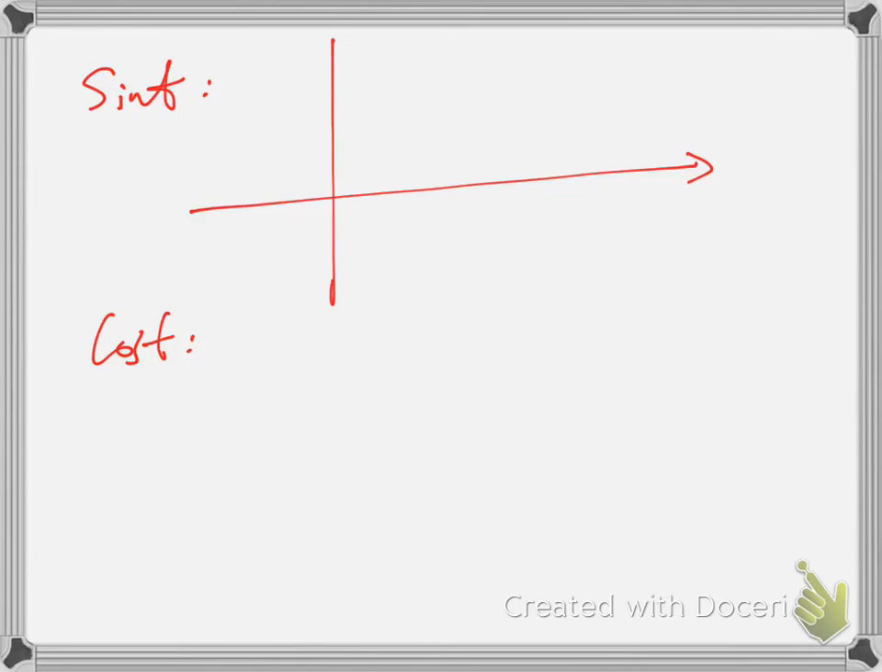Okay, so now let's put these two graphs together, sine t and cosine t. So what is sine t from 0 to 2 pi? Start from 0, go up to 1, go back to 0, go to -1, go back to 0. So this is the sine curve. So what is the cosine curve?